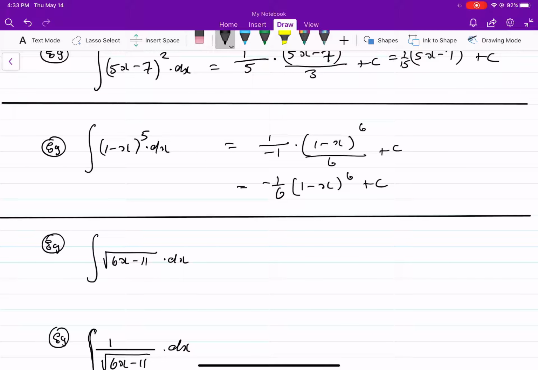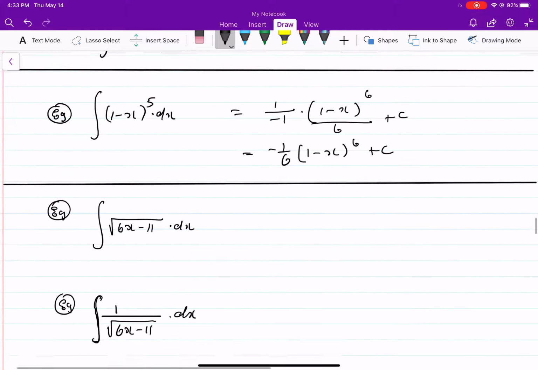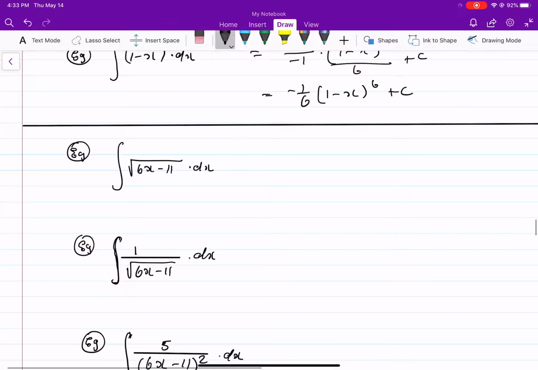How are we tackling this one? Integral of the square root of 6x minus 11. Well, that's no big deal. Everybody knows how to do that. Even I could do this. Watch, check this out. I'll simply remove that square root and put 6x minus 11 to the power of a half. So this becomes the integral of 6x minus 11 all to the power of a half dx.